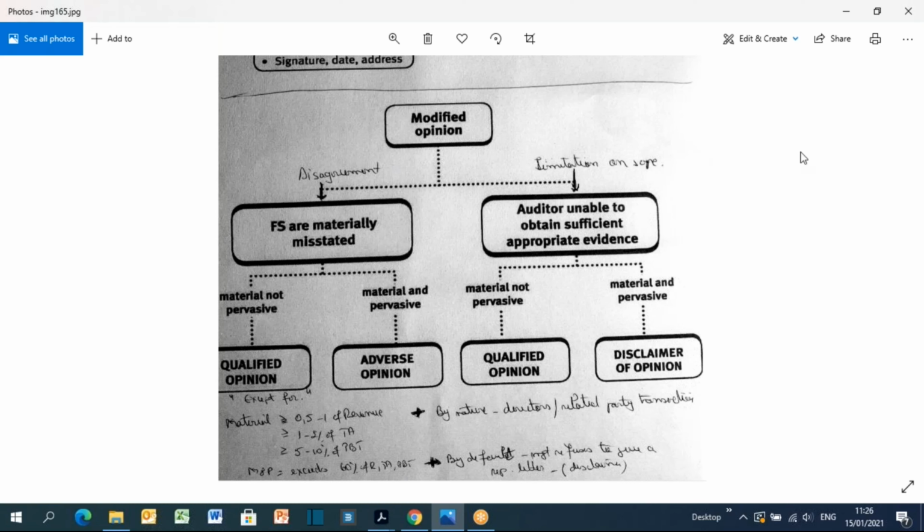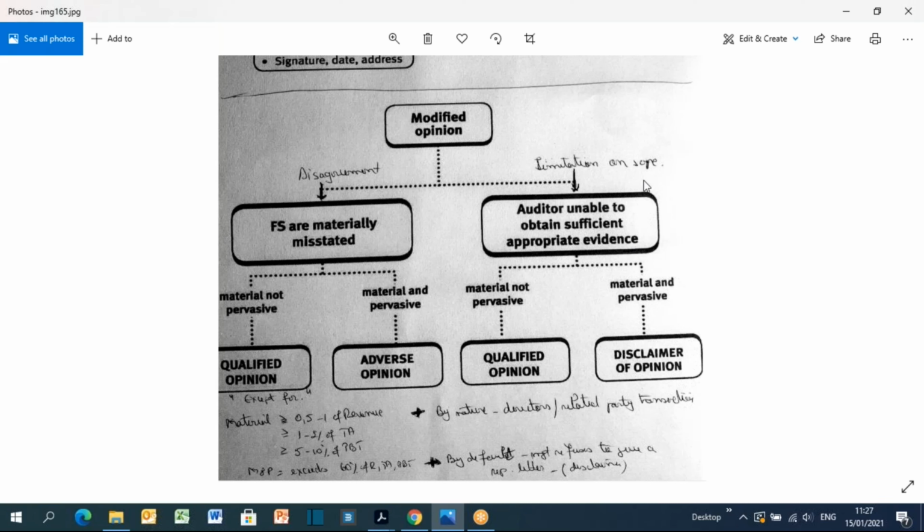So every time you have in the question a disagreement between the management and the auditor about accounting standards, about what should be adjusted or what should not be adjusted, go on this side, because it's just about an accounting treatment, a disagreement. Does that not mean that the financial statements are as a whole mistaken?